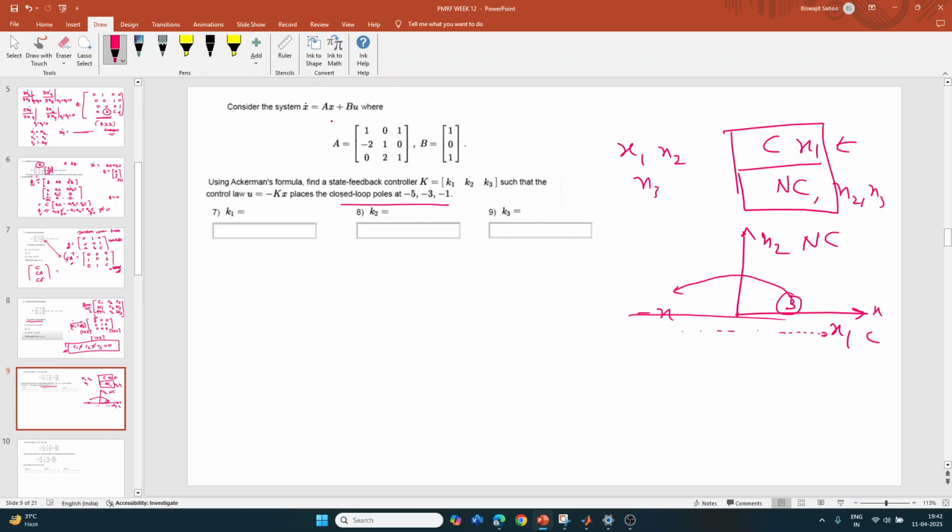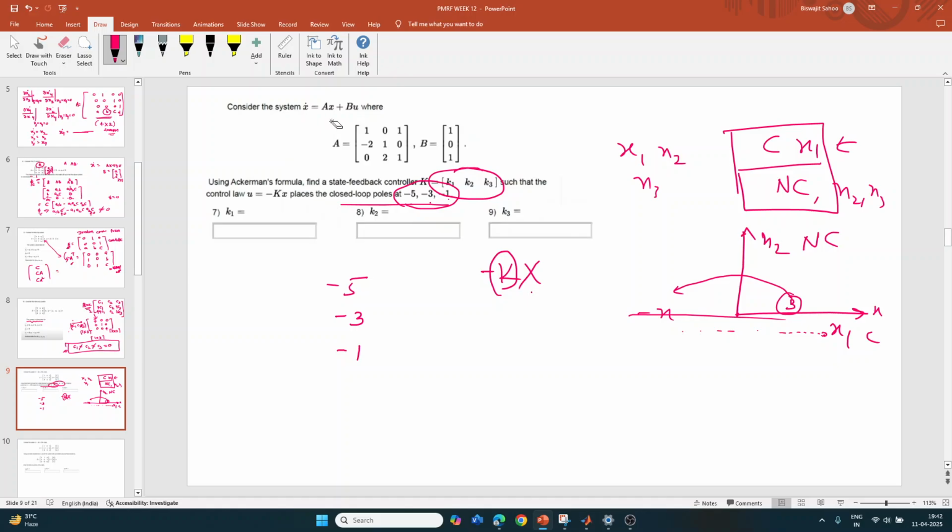Suppose you want to place the closed loop poles at -5, -3 and -1, because you want the system to be stable. Then what you need to find is the state feedback vector: minus k into x, where x is the state vector. So what is this value k? You have to multiply such that a pole placed on the right hand side can go to the left hand side to make the system stable.